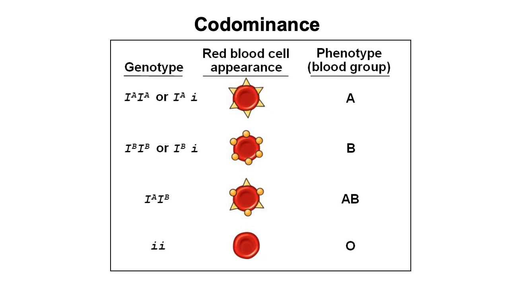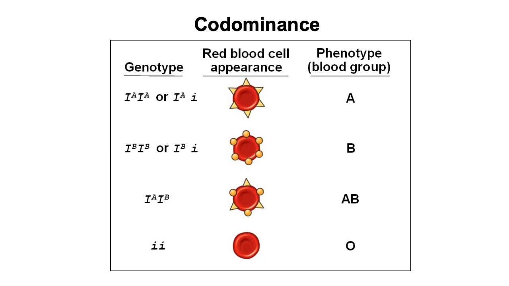So go down to the middle of this slide and look at where we have the heterozygote. We have capital I superscript A and capital I superscript B. That's the genotype of people who have blood type AB. And codominance really means that both alleles are being expressed. And so one, again, is not dominant over the other, but they're both expressed.